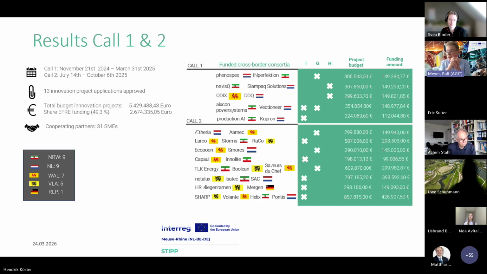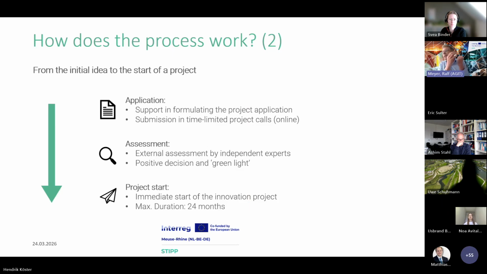You see the different budgets. And on the left side in the corner, you can see how it is divided so far after 2 calls over the different regions that are involved in the EU-region Meuse-Rhine. We have in total 31 companies that are already working with that.